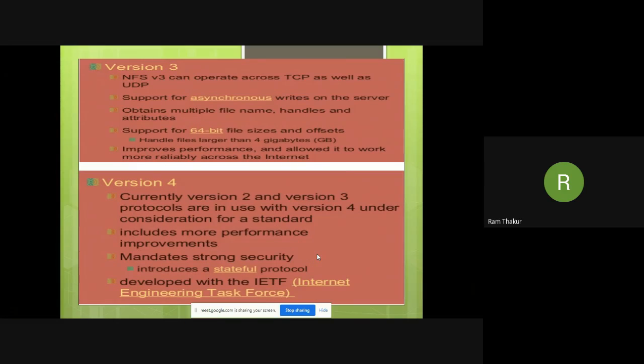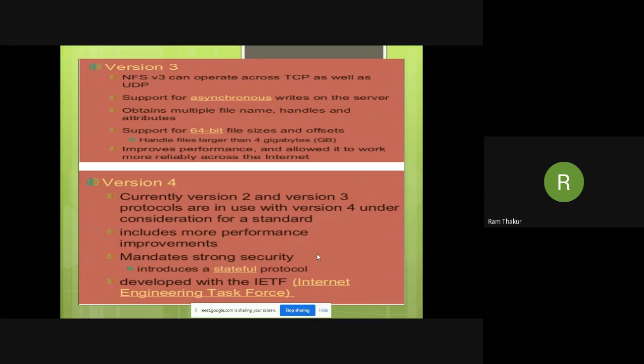NFS can operate across TCP as well as UDP. TCP is connection oriented and UDP is connectionless. It supports asynchronous write on the server, obtains multiple file handles and attributes, supports 64-bit file sizes and offsets, and improves performance. Means whatever the disadvantages of version number 2 are improved in version number 3. Now, the combination of the problems of version number 2 and version number 3 are both rectified and resolved in version number 4.